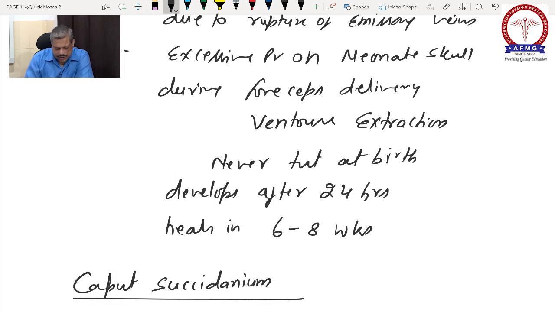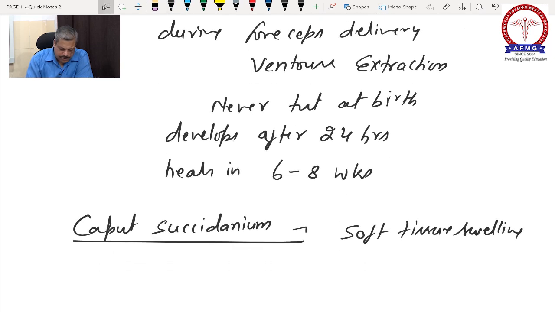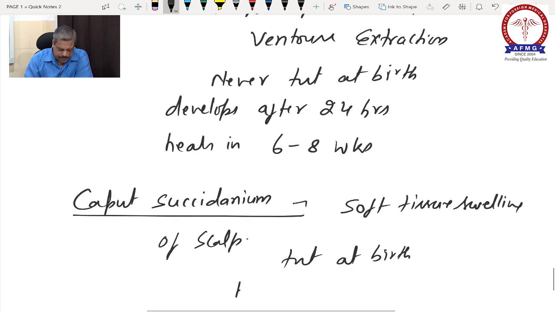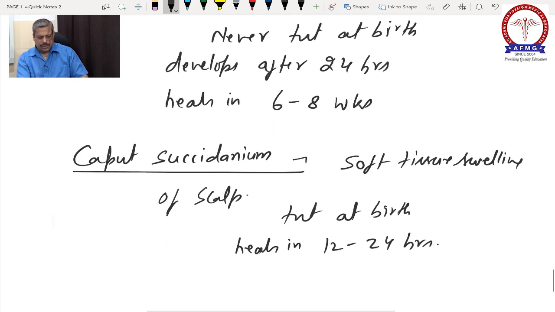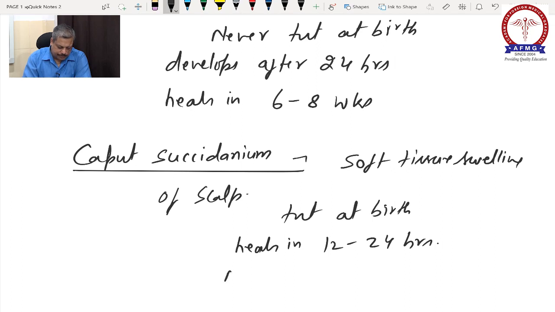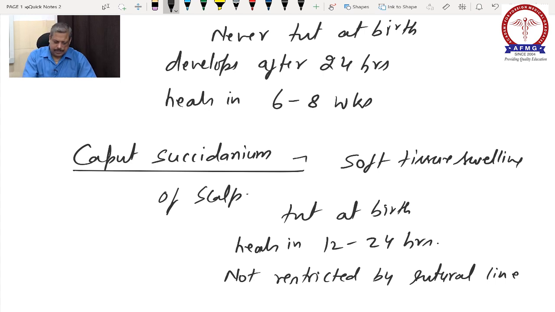This is caput succedaneum. This is the soft tissue swelling. Soft tissue swelling of the scalp. It is present at birth and heals spontaneously in 12 to 24 hours. This is not restricted by the sutural line.